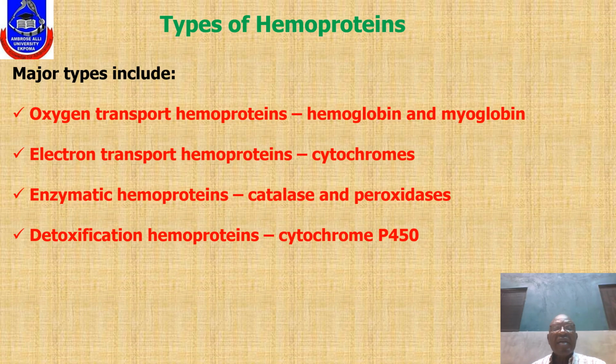Now, let's look at the major types of these hemoproteins and their functions. In oxygen transport, hemoproteins like hemoglobin in red blood cells and myoglobin in tissues or in muscle cells have a biological role to play.